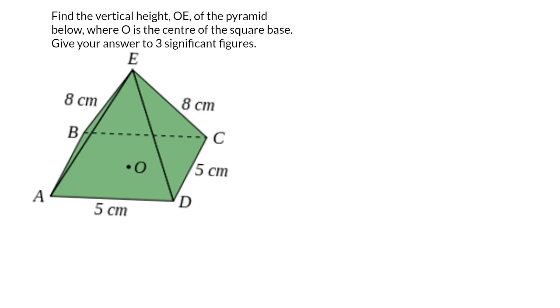Now in this question, we're given a pyramid. It's a square-based pyramid. Sometimes it tells us that in the question. Sometimes you just have to look at the numbers that you're given. Now we cannot calculate this as it's a pyramid all in one go. So what we're going to do first of all is we're going to find the length of AC.